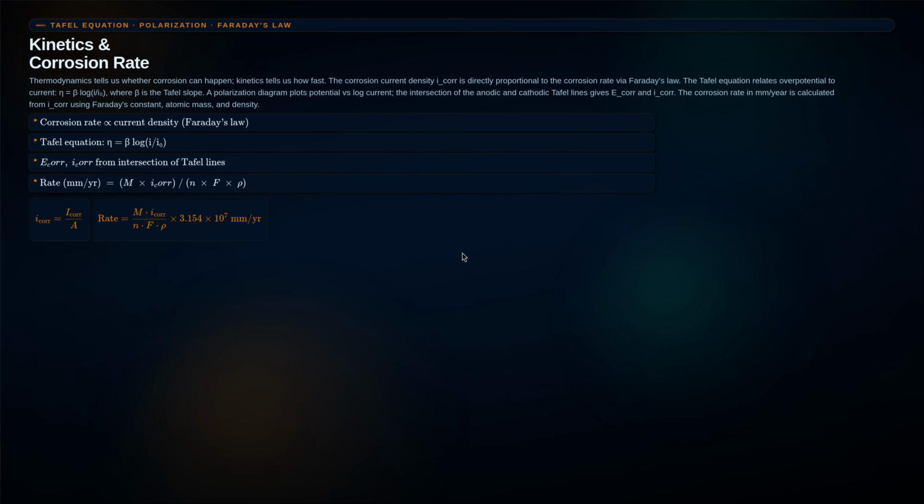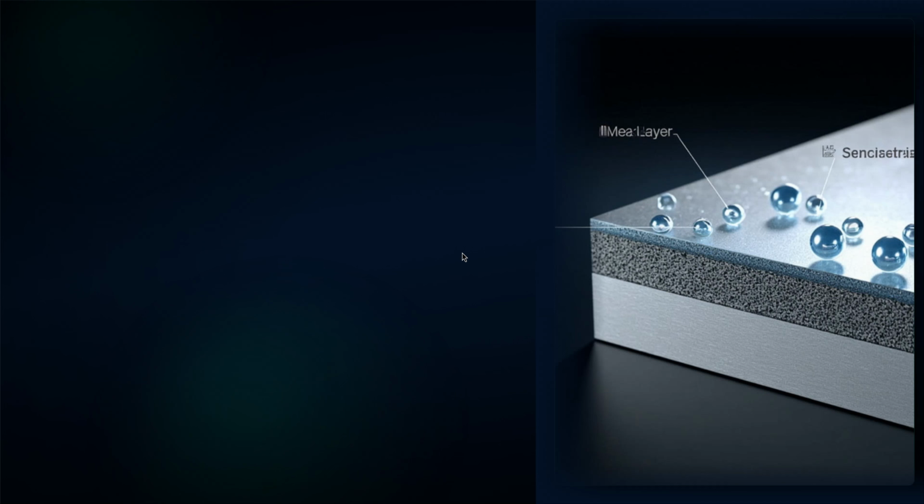Eta equals beta times log of I over I0, where beta is the Tafel slope. A polarization diagram plots potential versus log current. The intersection of the anodic and cathodic Tafel lines gives E-corr and I-corr. The corrosion rate in millimeters per year is calculated from I-corr using Faraday's constant, atomic mass, and density.